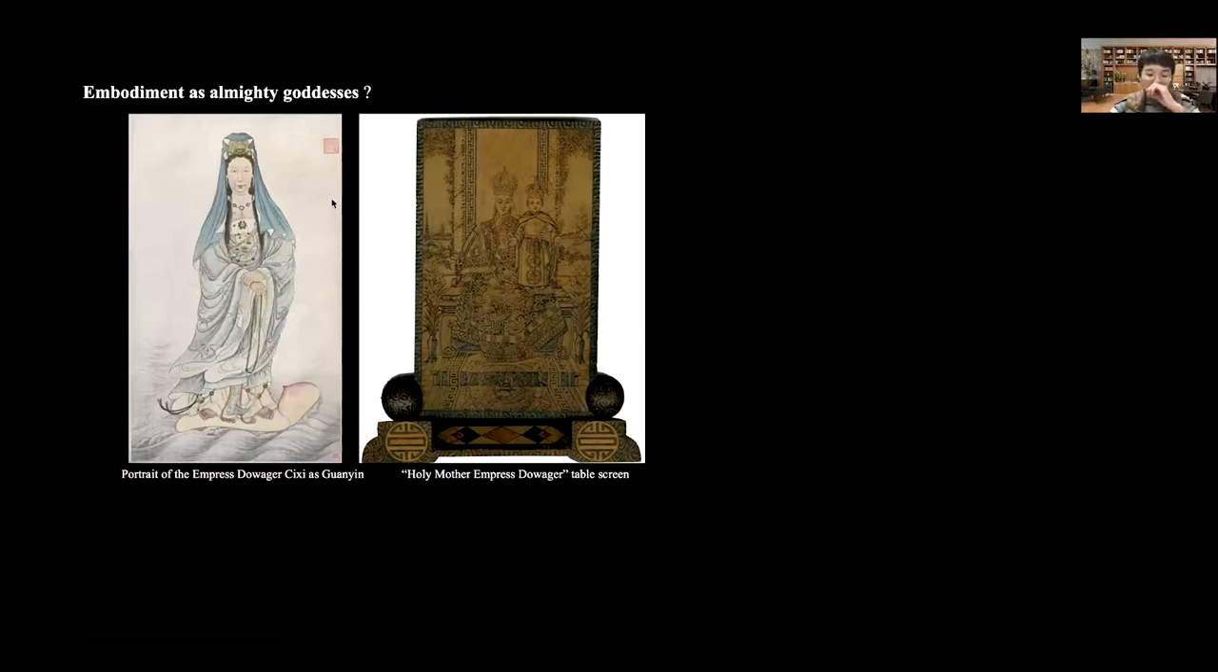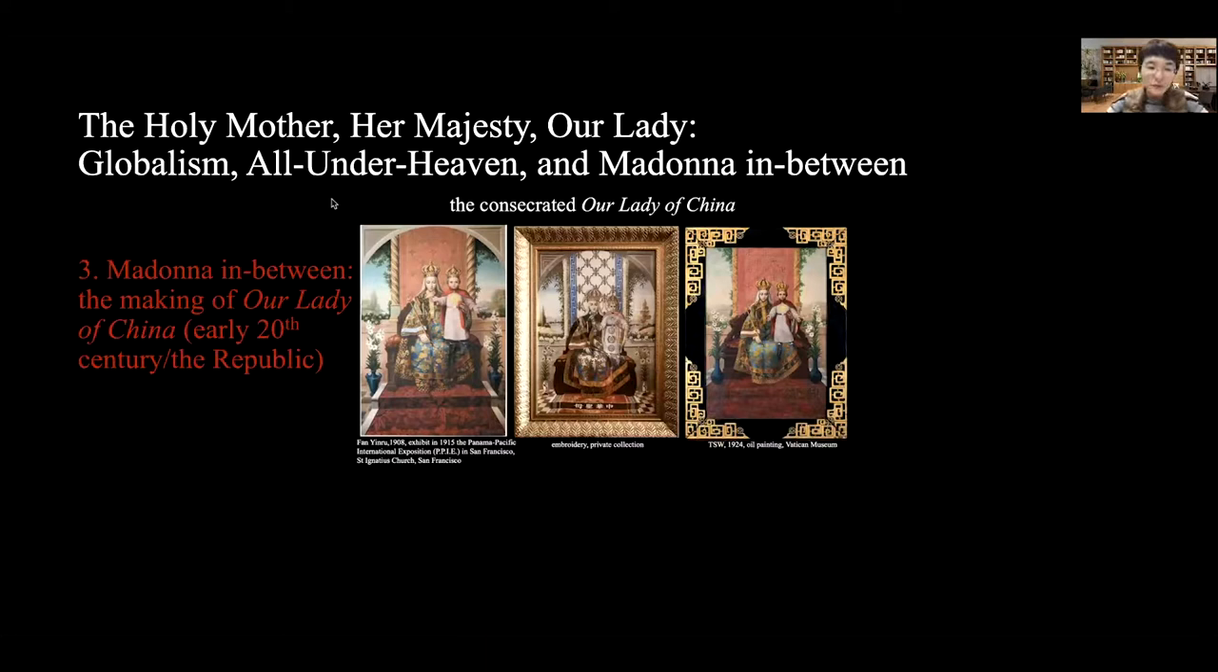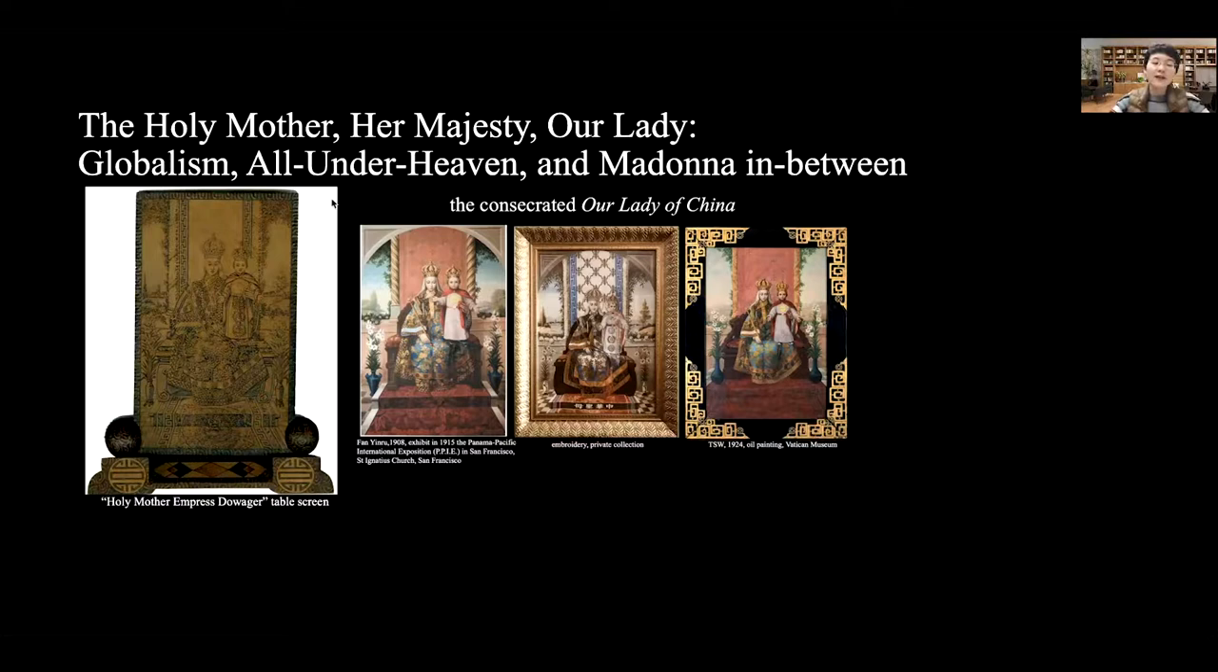In this part, I'm going to talk about the shaping of the icon of Our Lady of China under the background of the new Chinese Republic. Here, we can see some different types of the icon. Well, just a quick question. Do they remind you of some picture we mentioned before? Yes, obviously, the 1904 Holy Mother Empress Dowager table screen is their model.